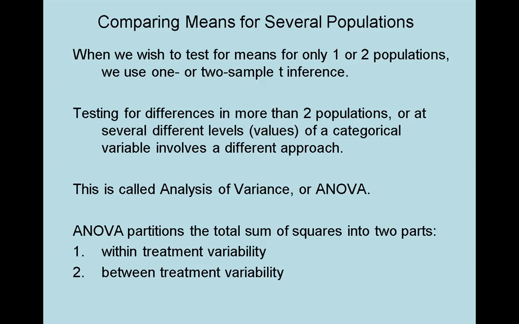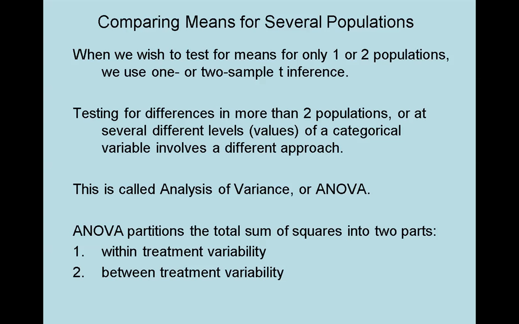When we wish to test or estimate means for only one or two populations, we would use either the one or two sample t inferences from earlier. Now, when you want to test for differences in two or more, typically in more than two populations or at several different levels or values of a categorical variable, then you have to take a little bit different approach.